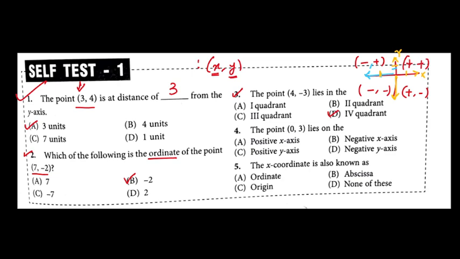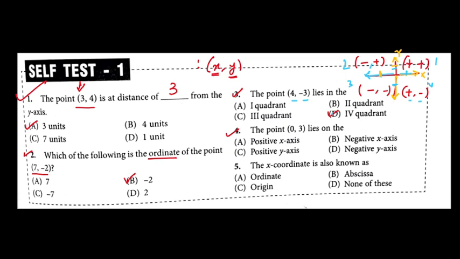Now the fourth question: the point 0, 3 lies on what? Here x equals 0, which means it lies on the y-axis. This is the point 0, 3. And because 3 is positive, it is lying on the positive y-axis. So C will be the answer.